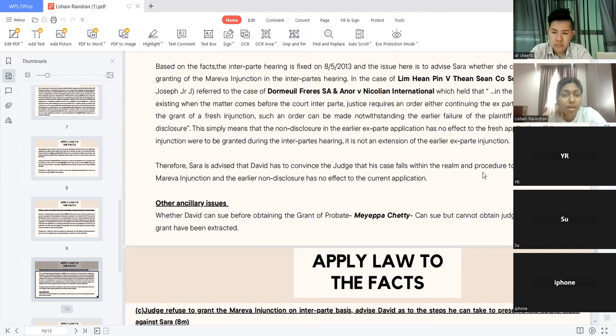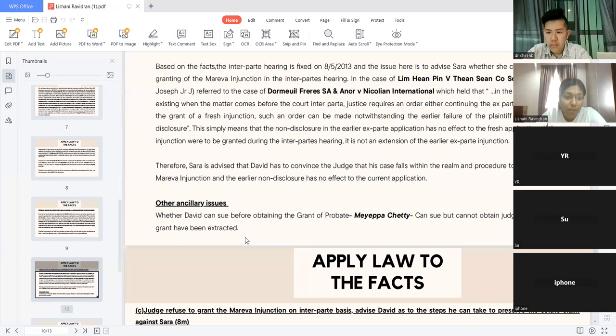So, other ancillary issue, remember, earlier we went through this, I told you all, not so important. For me, my way of writing, I'll put it down. Whether David can sue before obtaining the grant of probate: Meyappa Chetty, can sue but cannot obtain judgment until the grant has been extracted. That's it. If you want to write more, go ahead, but that's all you need to write. For that 17, 18 marks, that's all that is required.